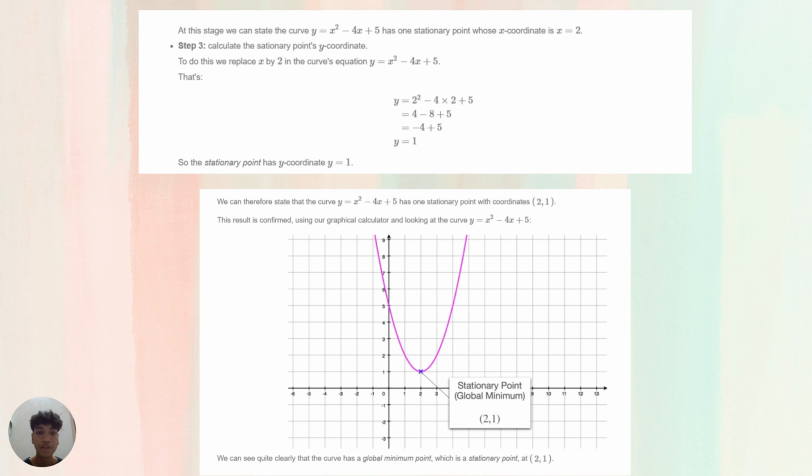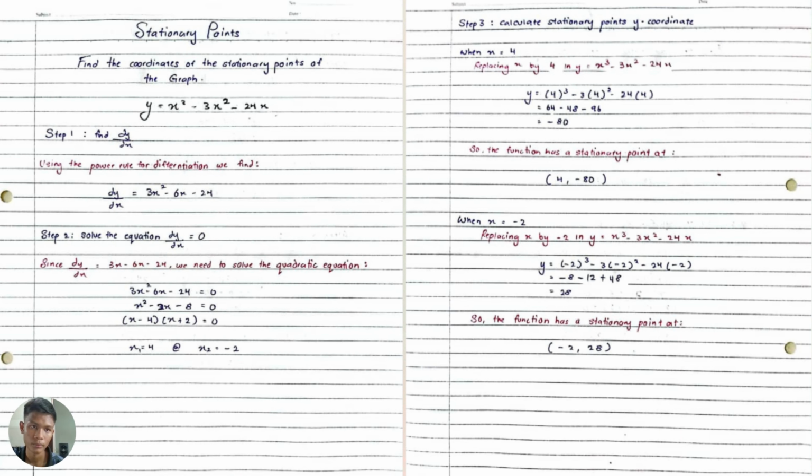This result is confirmed using our graphical calculator and looking at the curve y equals x to the power of 2 minus 4x plus 5. As you can see, this is the graph. We can see quite clearly that the curve has a global minimum point, which is a stationary point at 2, 1.